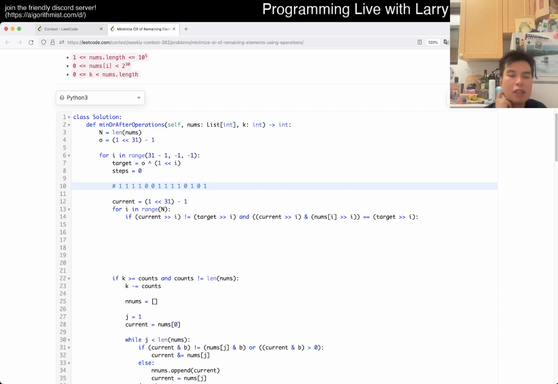But then what about the prefix? What if it's like, well, the prefix already is set, so it's only for this bit, right?